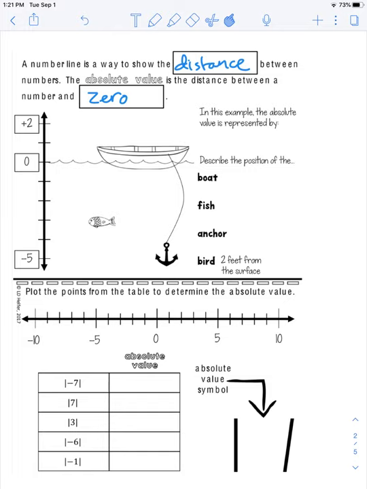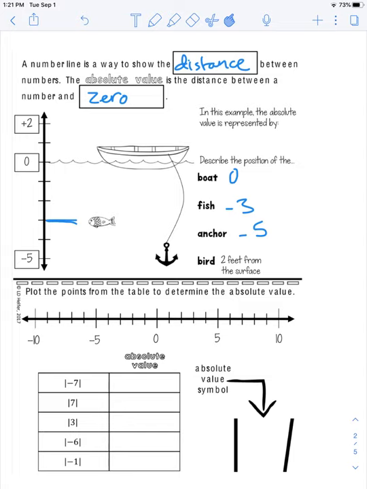So the boat is right at the water, which if we're looking at that vertical number line, the water is at 0. So the boat is 0 feet from the surface of the water because it's on the surface of the water. The fish looks like it's about at -3 feet. So we're going to say the fish is at -3. He matches up about right there. And then the anchor is at -5 feet, 5 feet from the surface. And the bird is 2 feet from the surface. That one's done for us too.